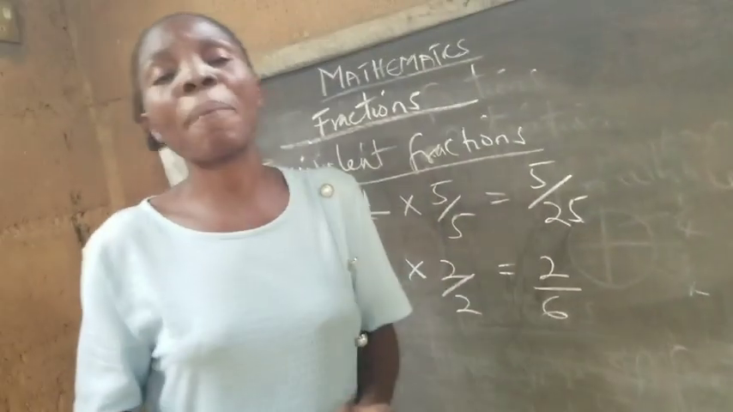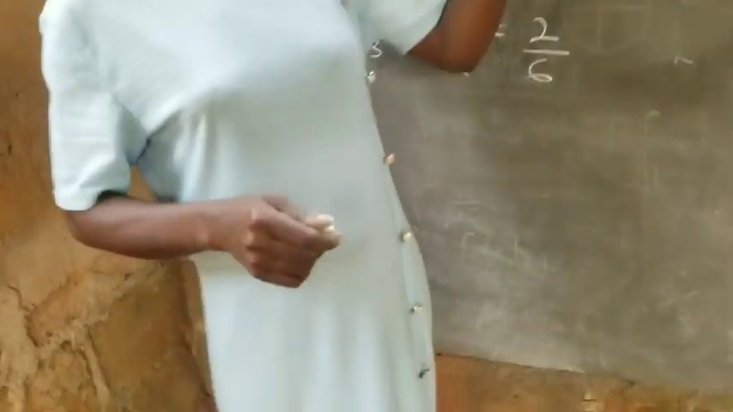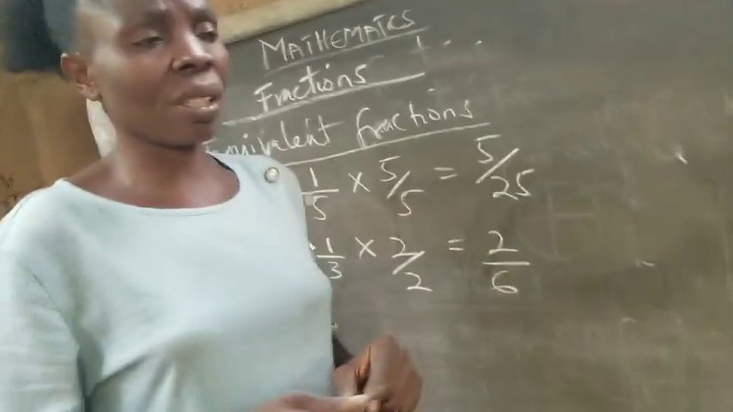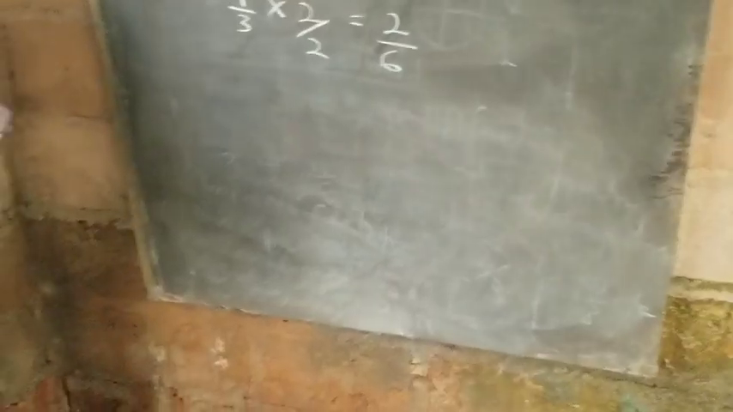When you use a particular number to multiply a fraction, that is, you multiply the numerator and the denominator.